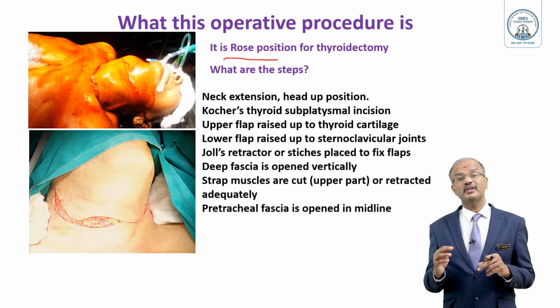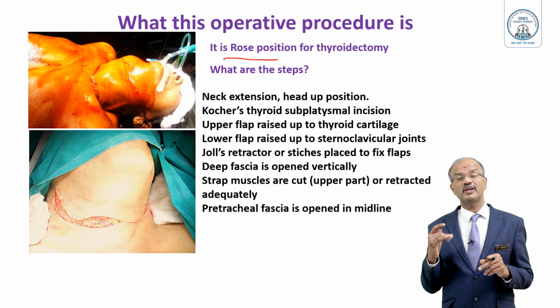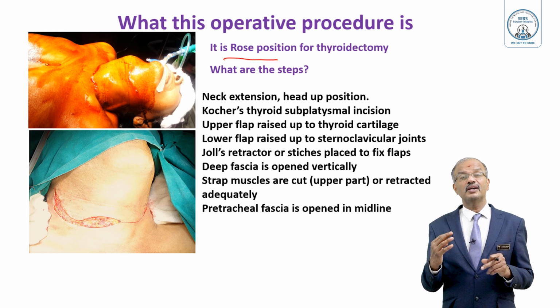You have to identify the superior laryngeal nerve external branch. Then ligate the superior thyroid artery and vein separately. That is the current concept. Even though commonly used is either to ligate the superior thyroid pedicle close to the gland, not away, so as to avoid injury to the external laryngeal nerve.